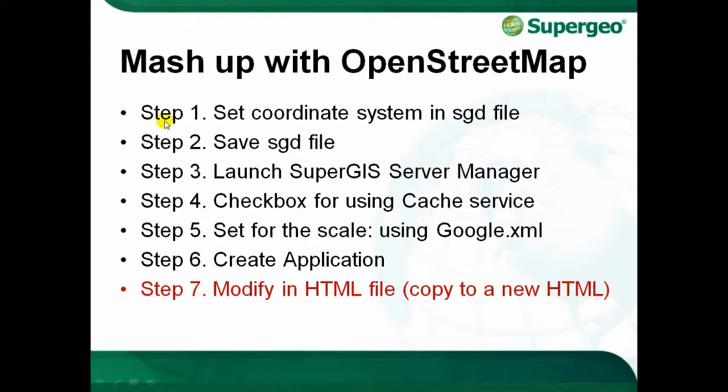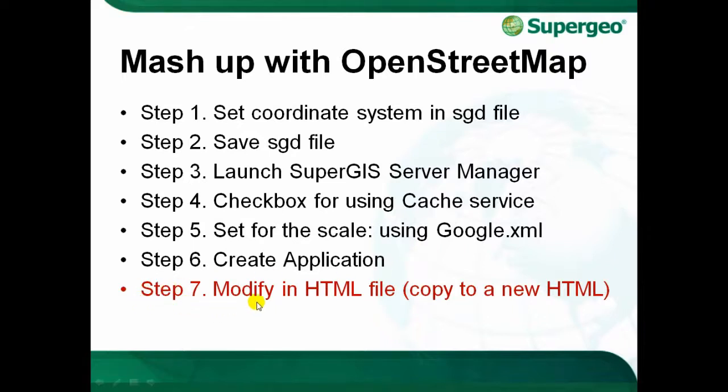And these are the detailed steps. The first step is to set the coordinate in our project file, the SGD file, in our SuperGIS Desktop, and then save the project file. The third step is to launch our SuperGIS server manager, to publish, to use the cache service while publishing your JS data, and then to set up the scale. You are going to use the google.xml to load the scale automatically. And then the sixth step is to create an application, meaning to create a website.